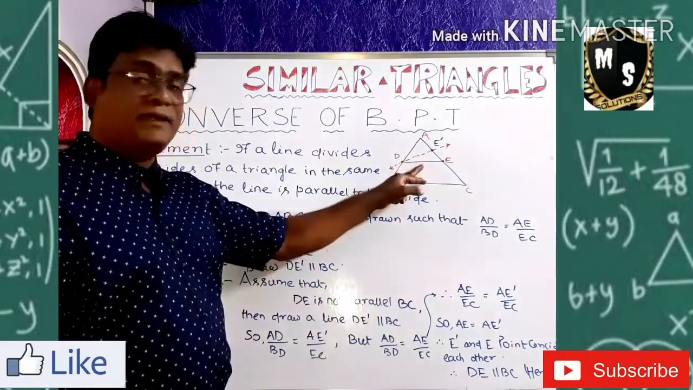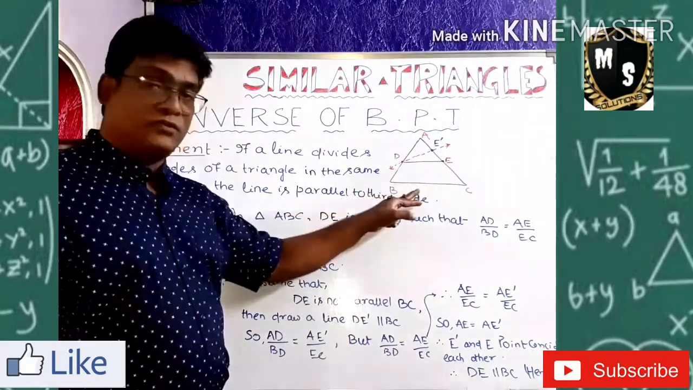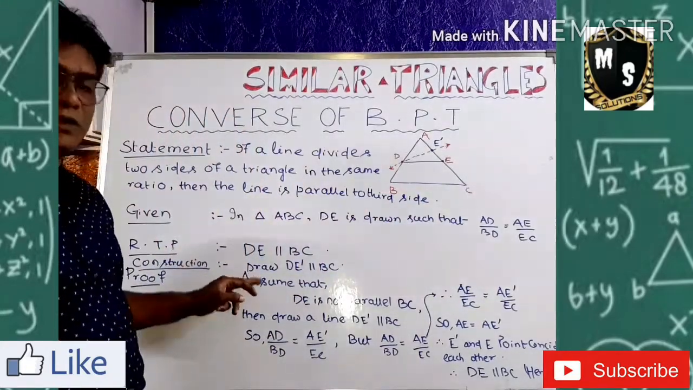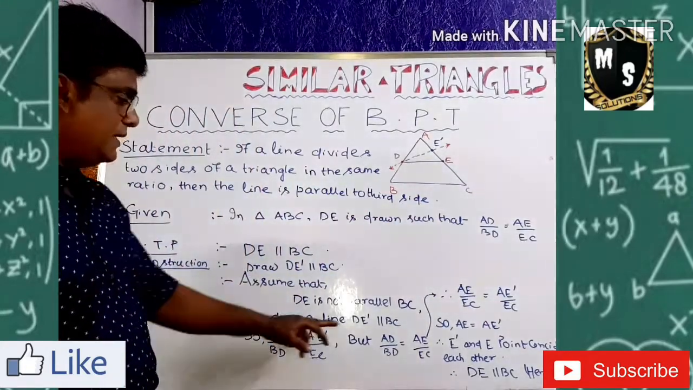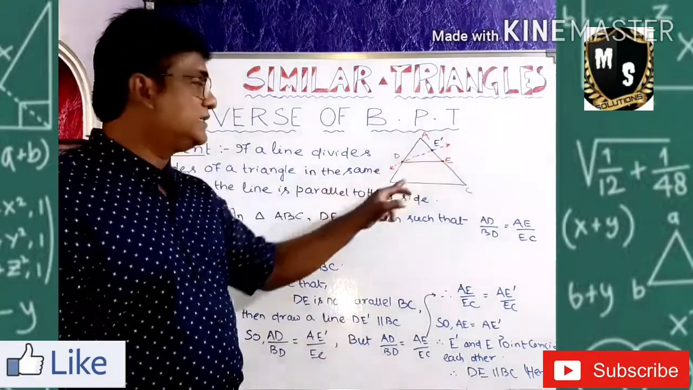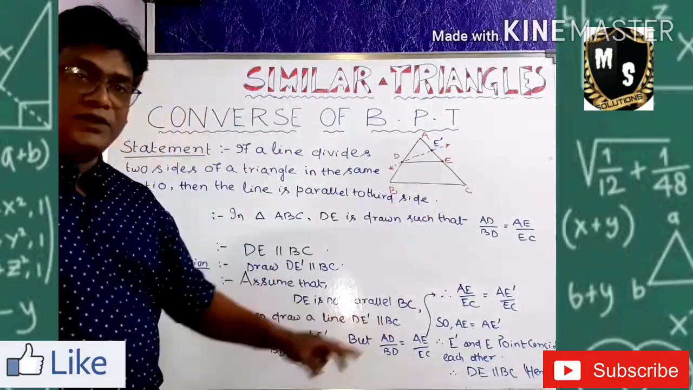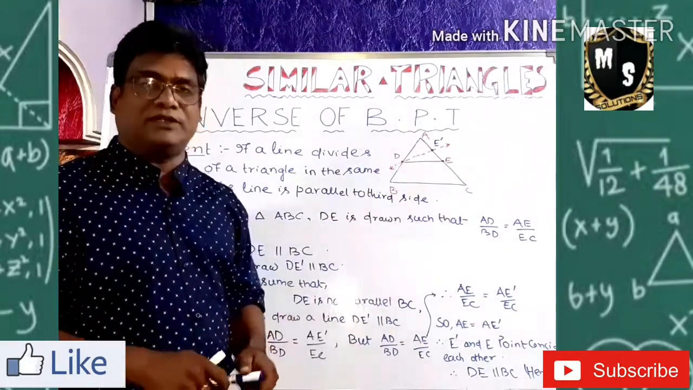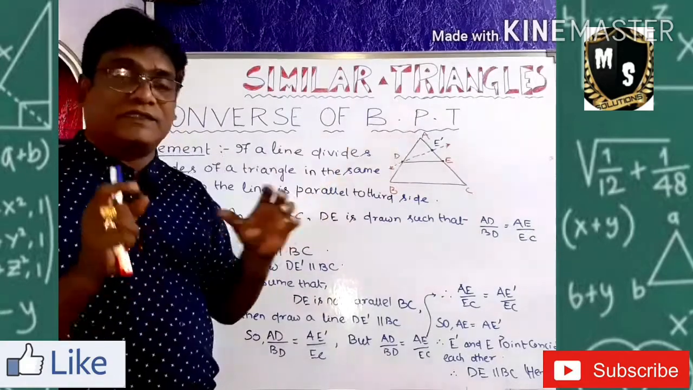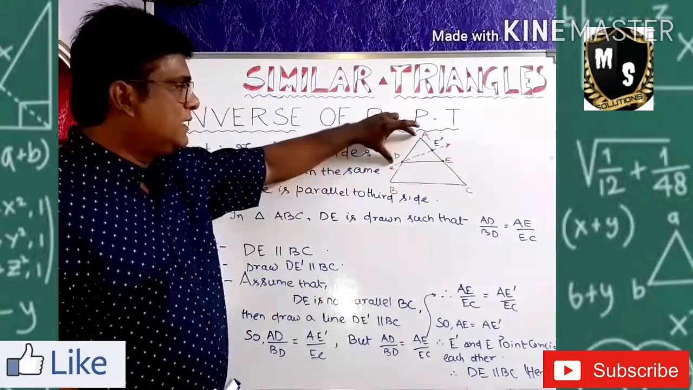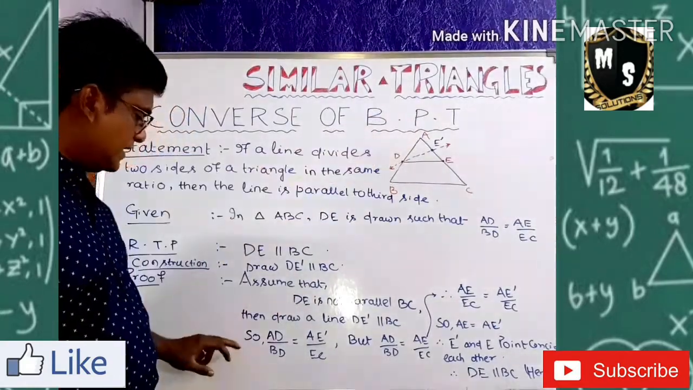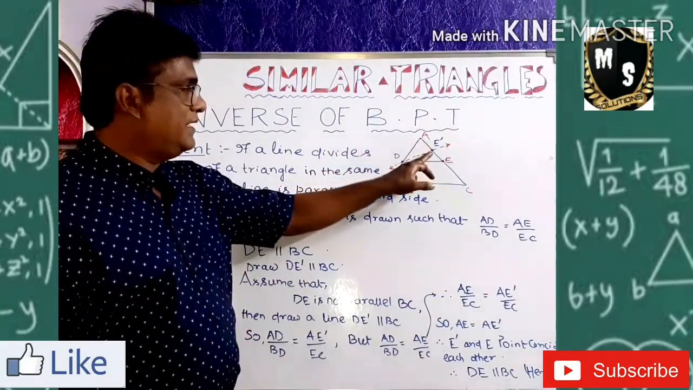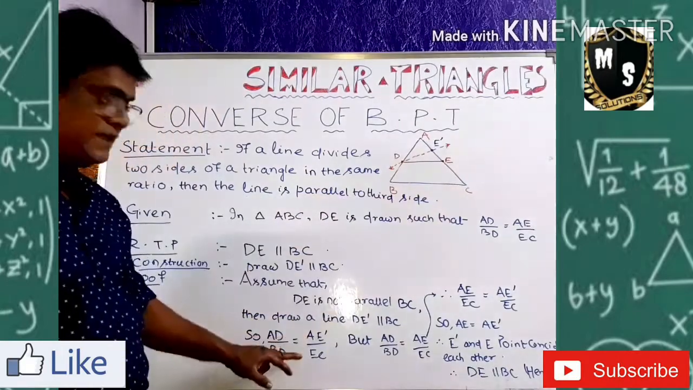Assume that DE is not parallel to BC. Now this DE line is not parallel with BC, and we have to prove that. For that reason, we did a construction. What is the construction? We draw a line DE dash which is parallel to BC. If this line is parallel to BC, then according to the basic proportionality theorem, the sides will be in the same ratio. So AD by BD is equal to AE dash by E dash C.